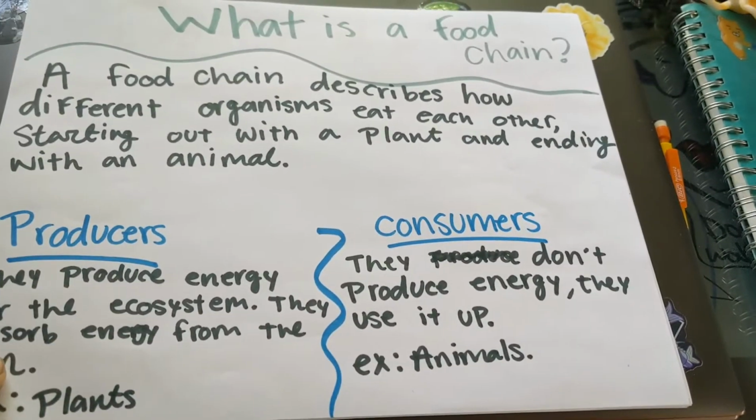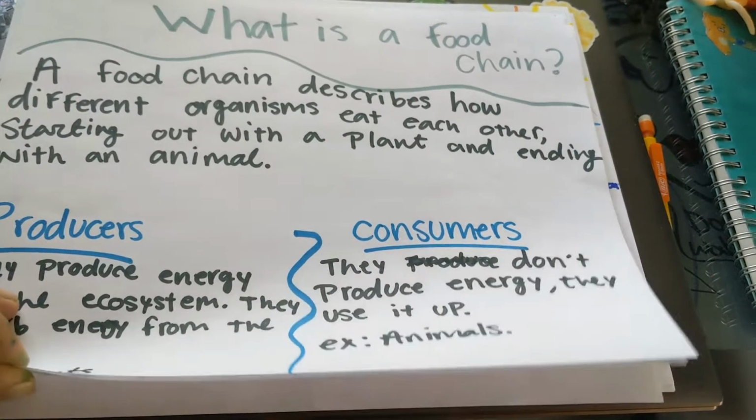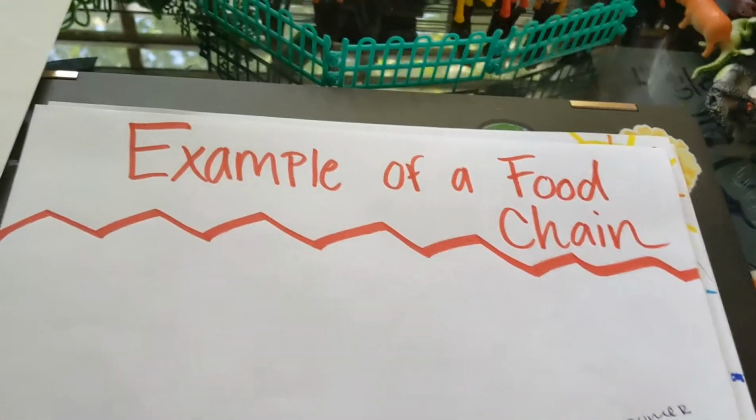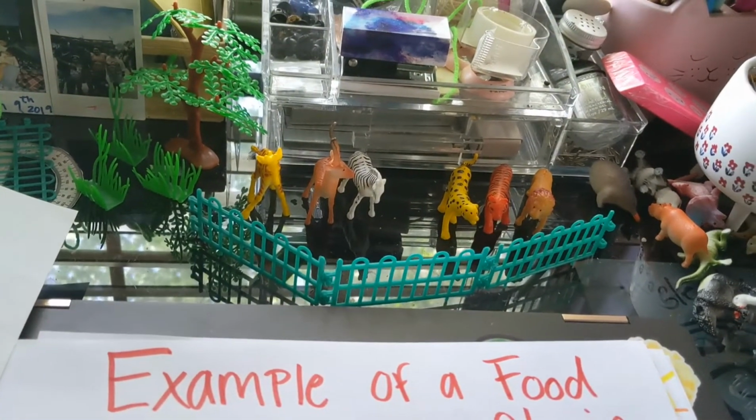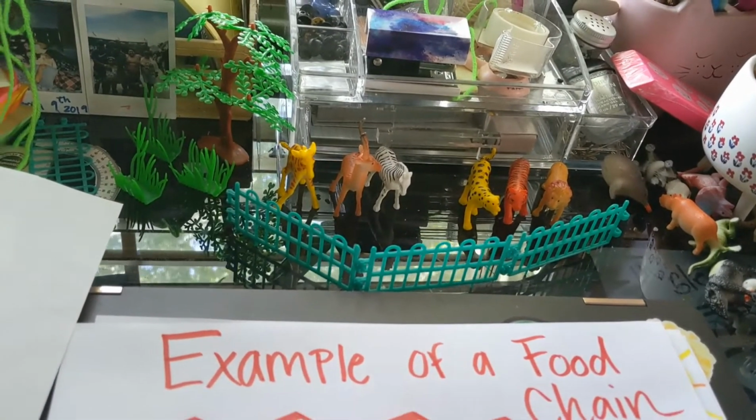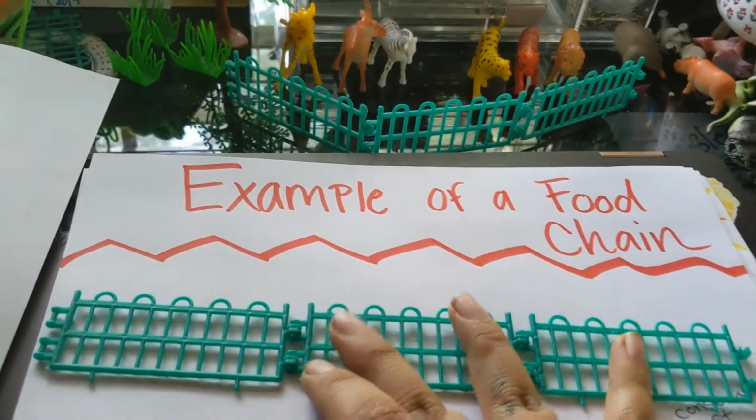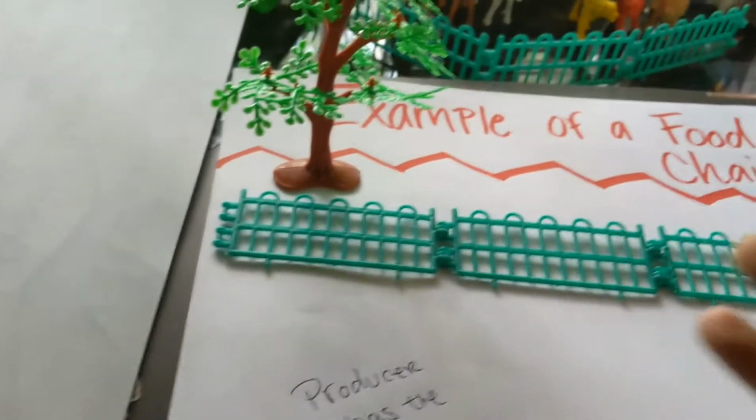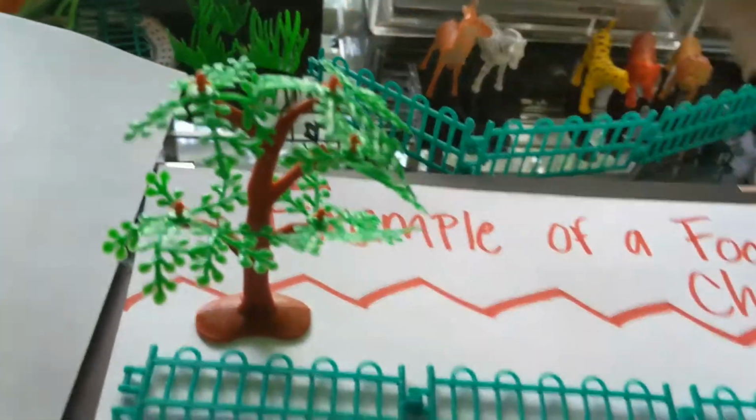Okay, so let's see an example of what a food chain is now that we know what it is. So I have these little animals right here, so you can see. I'm going to show you what a food chain is, okay? We're going to put our chain down so we can see how it works. So let's start with a tree. A tree, as we know, is a producer, what we just learned a little bit before. And then I'm going to use a giraffe since they're tall.